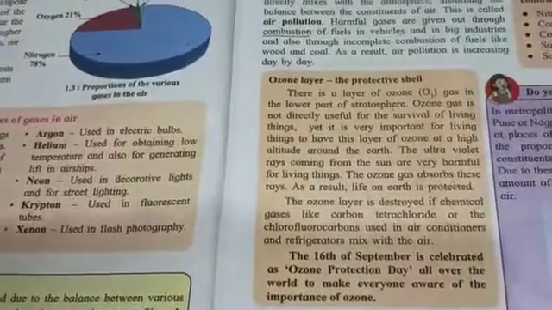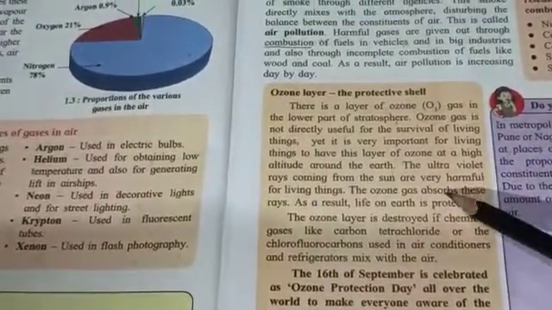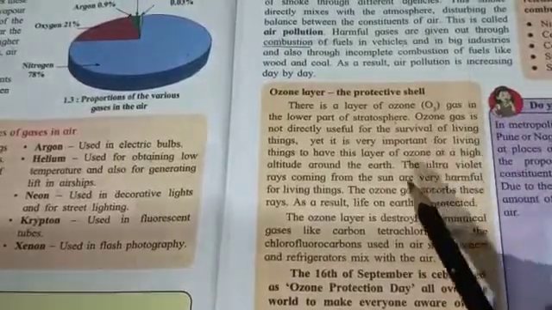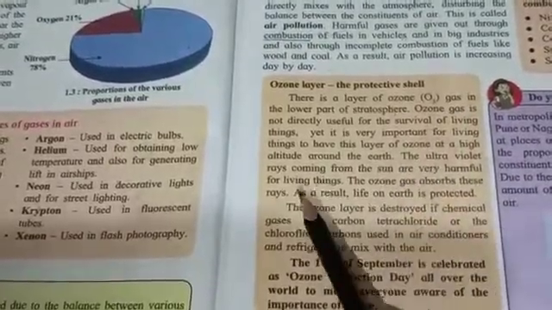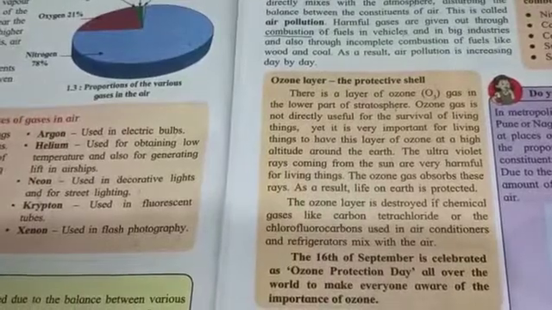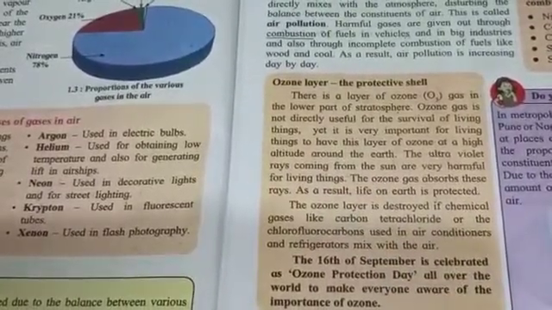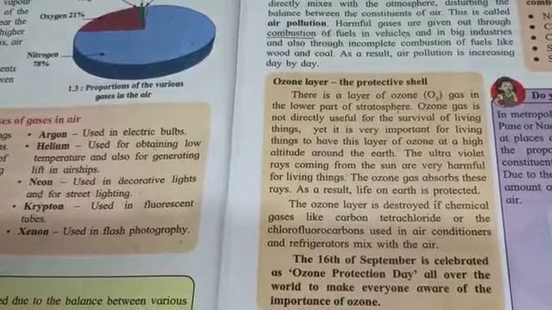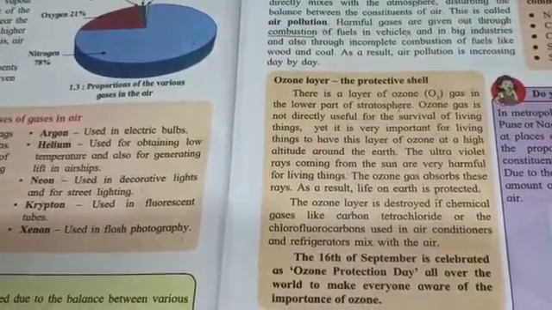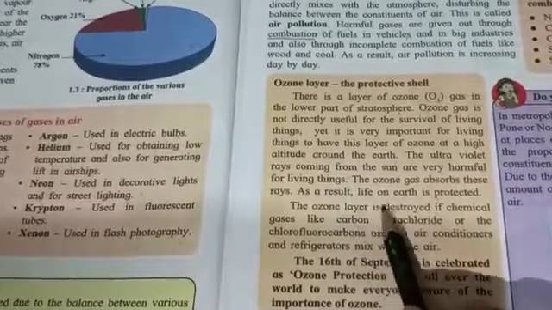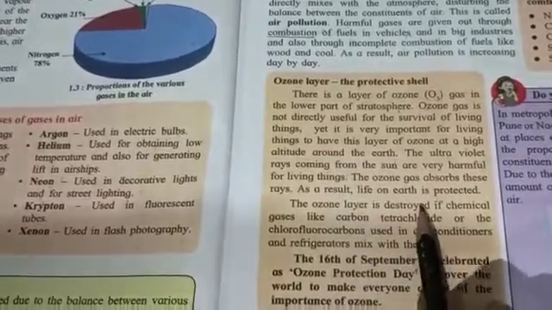Now what happens? The ozone layer protects the earth from the ultraviolet rays coming from the sun. It protects the earth. It does not let harmful things come to the earth. Okay, so it protects the living life on the earth.